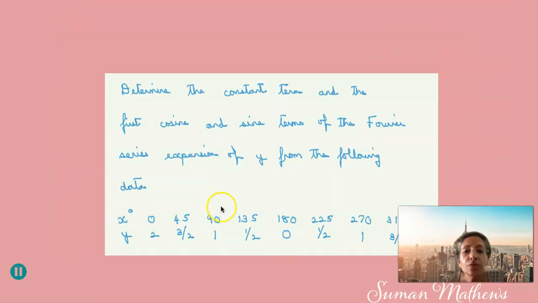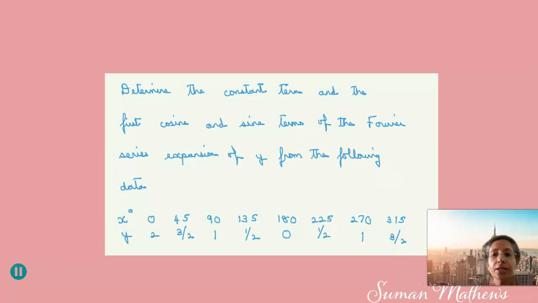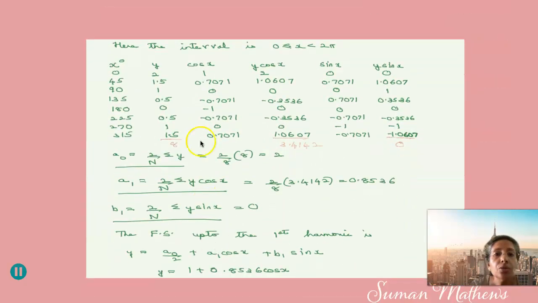So we'll come to a few questions. Determine the constant term and the first cosine and sine terms of the Fourier series expansion of y from the following data. So x is in degrees and this is the value of y. So the interval is 0 to 2 pi. So we have made columns cos x, y cos x, sin x, y sin x.